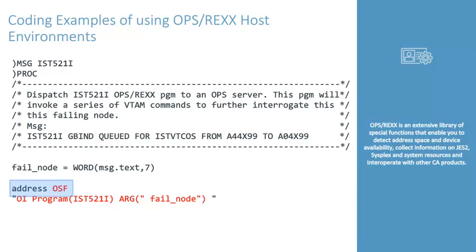The address OSF statement sets the environment destination to OSF, and then the command string is passed with the required command to trigger a REXX program. This specific command string contains the name of the REXX program and the argument that is to be passed from the message rule, in this case the failing node as extracted from the issuing message. The OI string in the command text is the command needed to establish a REXX environment in the server, allowing this IST521I program to run as a REXX program.